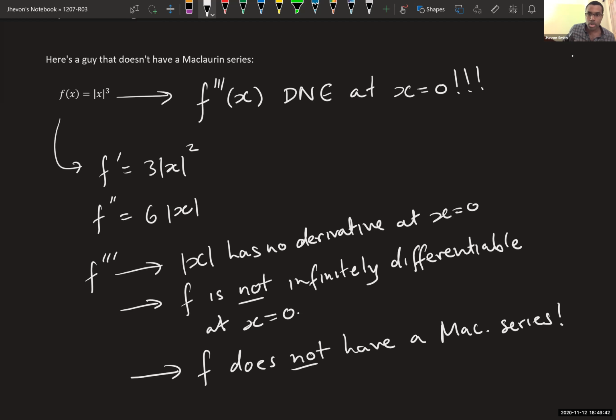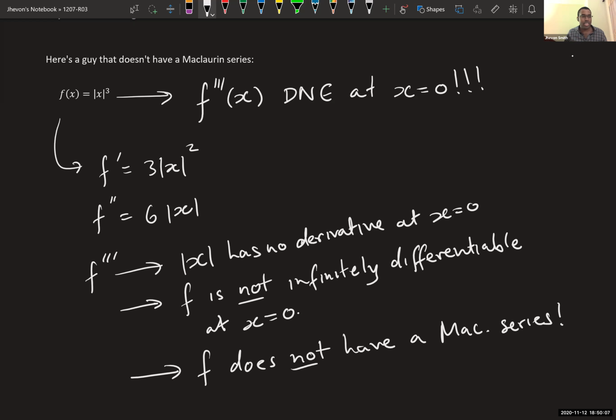Not every function you come across, you can differentiate infinitely often. There are some functions that will have trouble. Here's one of them. And it's not even that complicated a function. Cube the absolute value, and now you have a function that's not infinitely differentiable at 0, which means you can't actually write down a Maclaurin series because the derivatives from the third derivative onwards don't exist. And it's not like they don't exist in that they're 0.